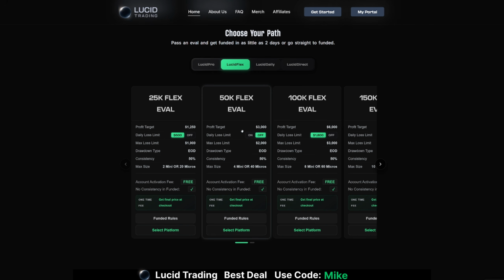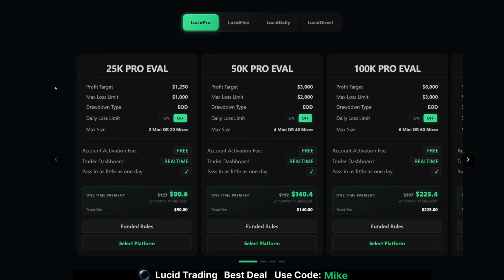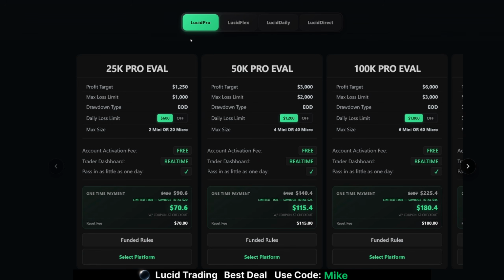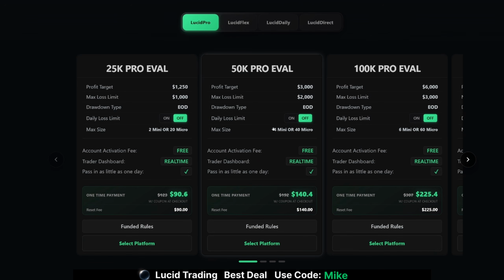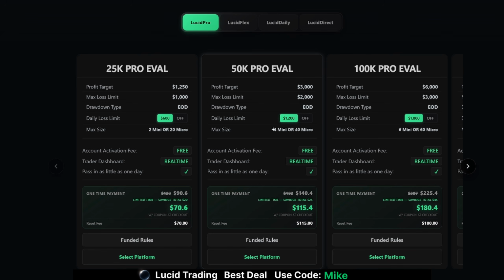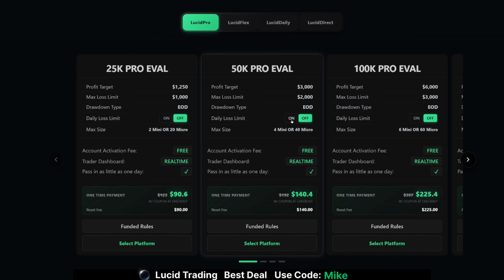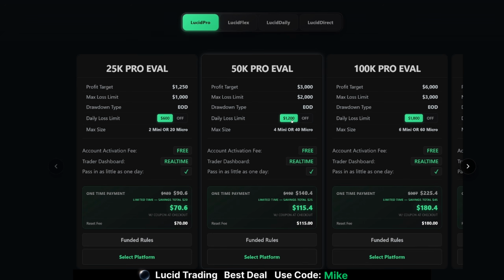Now, unfortunately, from this page, we cannot see what the price change is going to be. You need to go ahead and log into the back end. And right here, we can actually see in the Lucid Pro account, the 50K account, I'm going to go ahead and look at since that is the most popular account size with a daily loss limit turned on. We can now get that account for $115. Without a daily loss limit, we can get that account for $140.